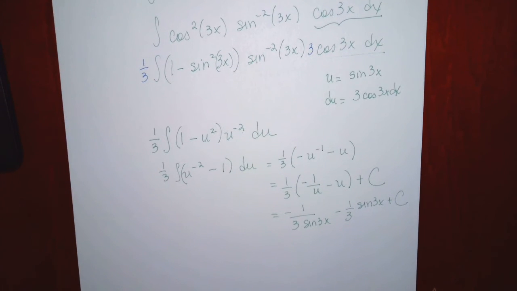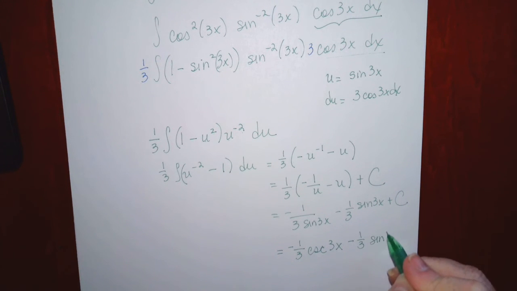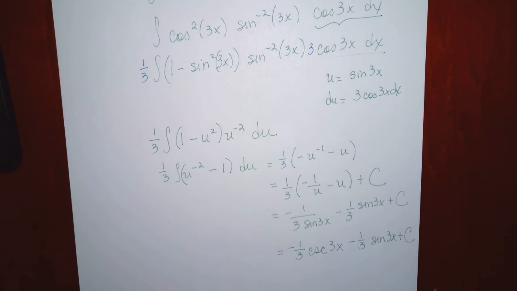Now they probably would not leave their answer like that in my math lab, because 1 divided by sine, remember, is the same thing as cosecant. So they would probably write that as negative 1/3 cosecant 3x minus 1/3 sine 3x plus c. Questions?